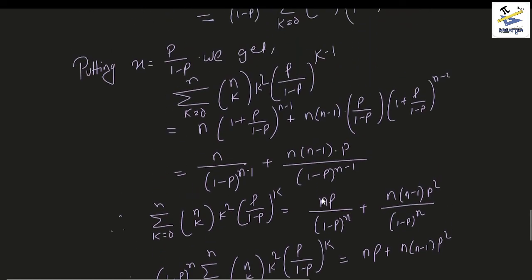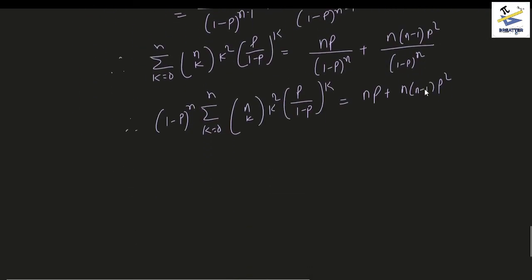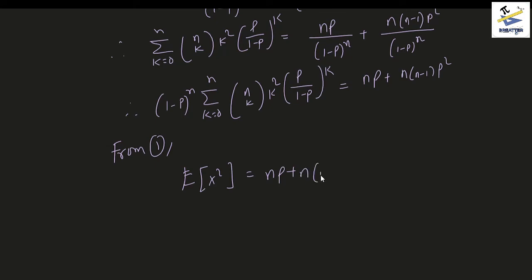But if you remember, the left hand side here is basically E of X square, right? So you can name this as 1, and you can see here that from 1, E of X squared is equal to np plus n into n minus 1 into p squared, which is np plus n square p squared minus np square, right?